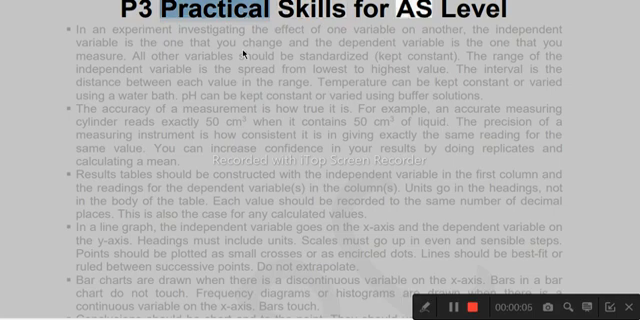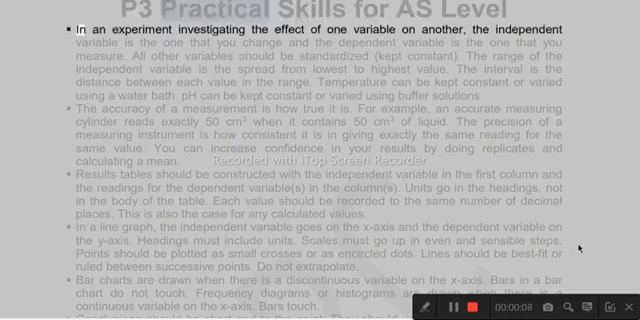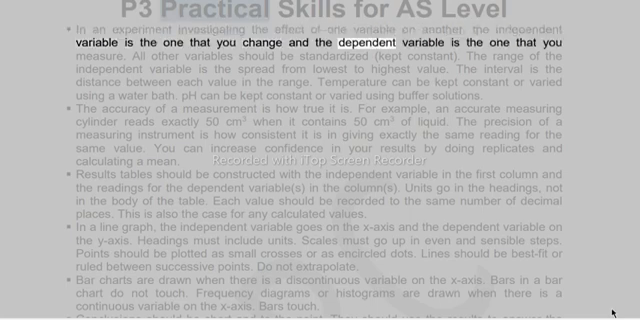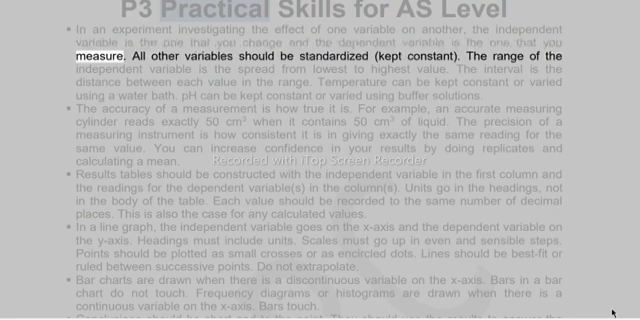Practical skills for AS level. In an experiment investigating the effect of one variable on another, the independent variable is the one that you change and the dependent variable is the one that you measure. All other variables should be standardized, kept constant.